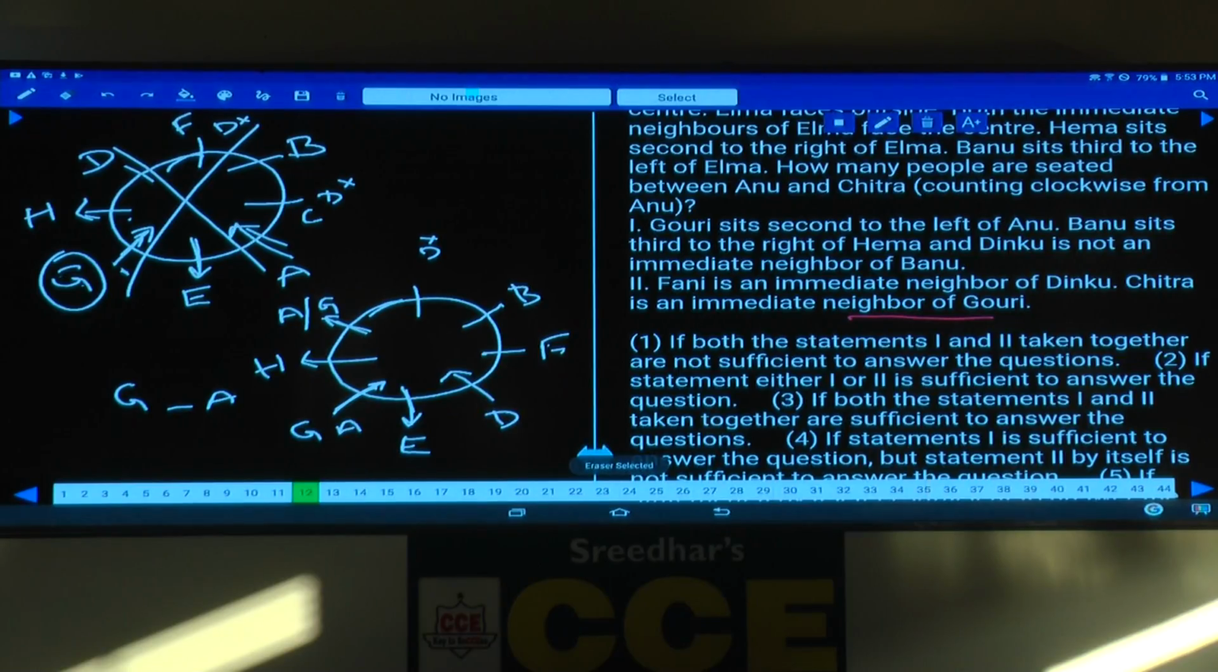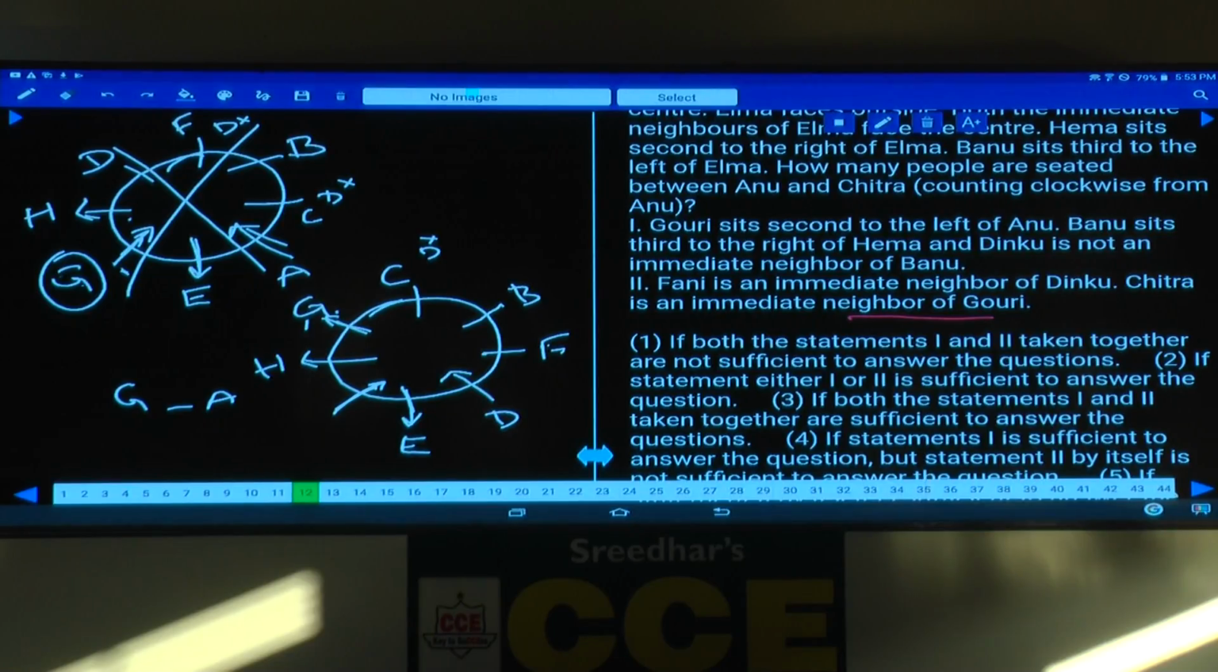Now G can be either here or here, out of which G cannot be at this place. Why? If G is here, there is no place for C at all. Isn't it? Then where will this C be? C must be at this place. If G is at this place, C is an immediate neighbor of G, then C must be at this place.